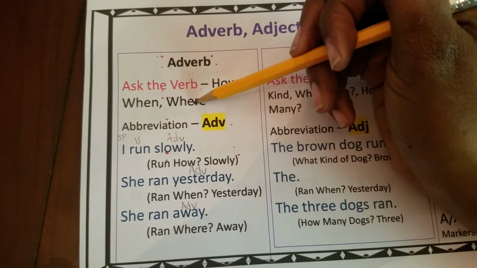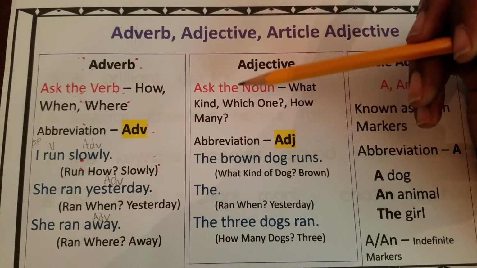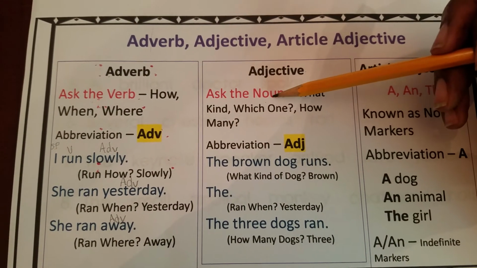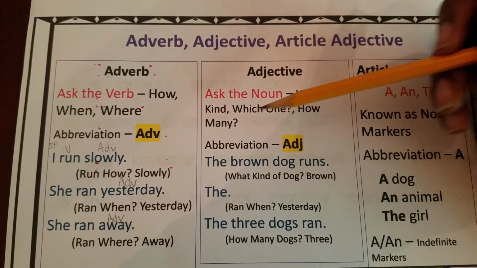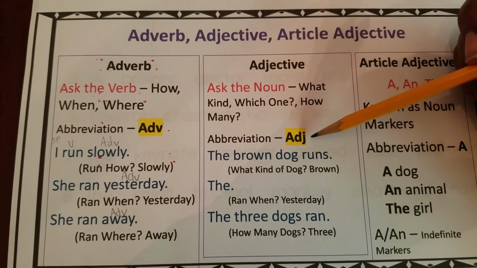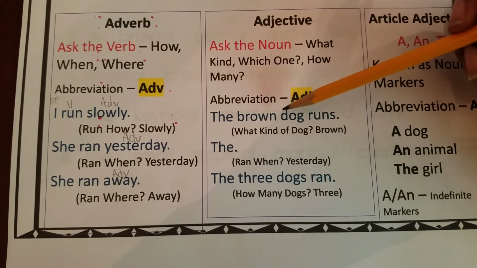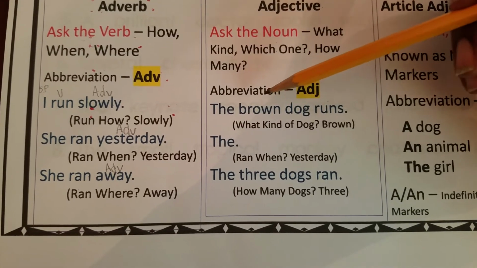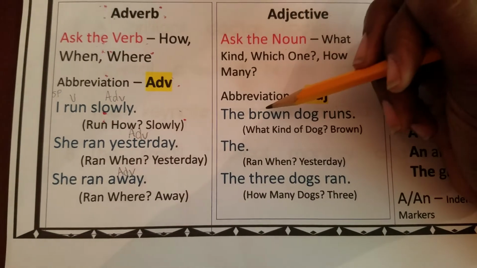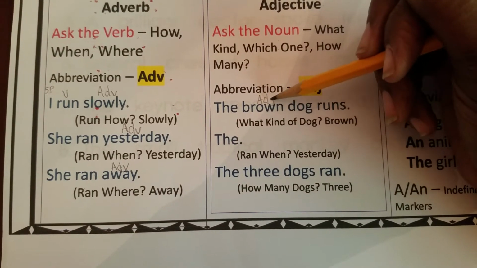How, when, and where. To find the adjective, we're going to actually ask the noun. So we'll ask the noun in the sentence, what kind, which one, how many. And the abbreviation is ADJ. So our first sentence, "The brown dog runs." What kind of dog? Brown. Adjective. So ADJ goes on top.